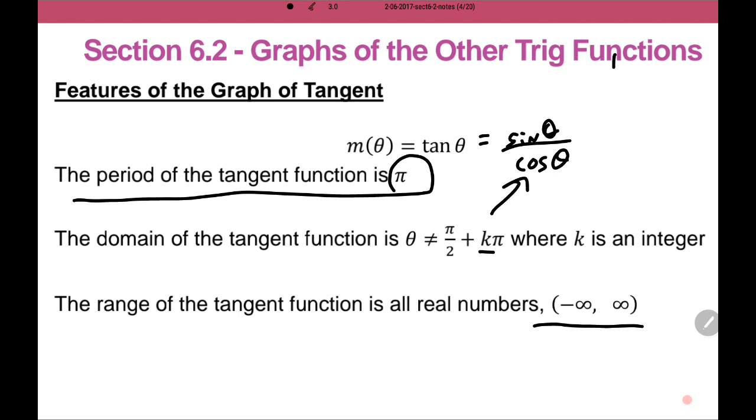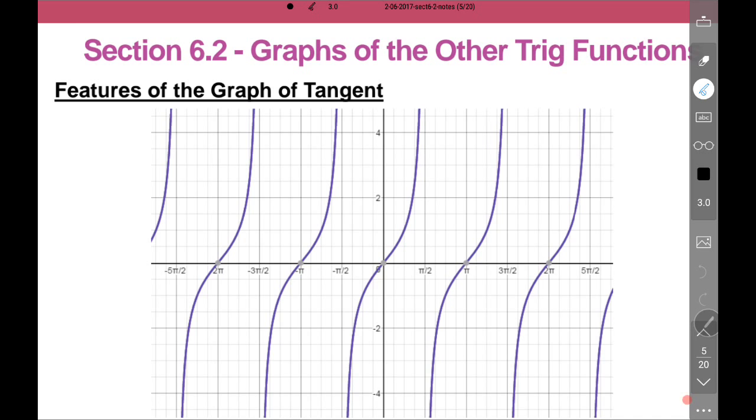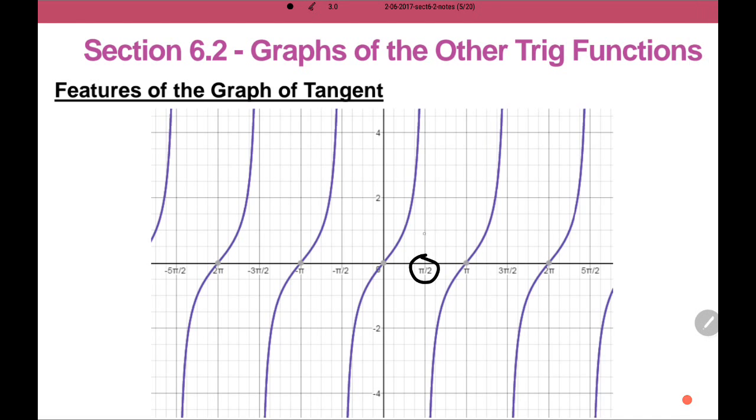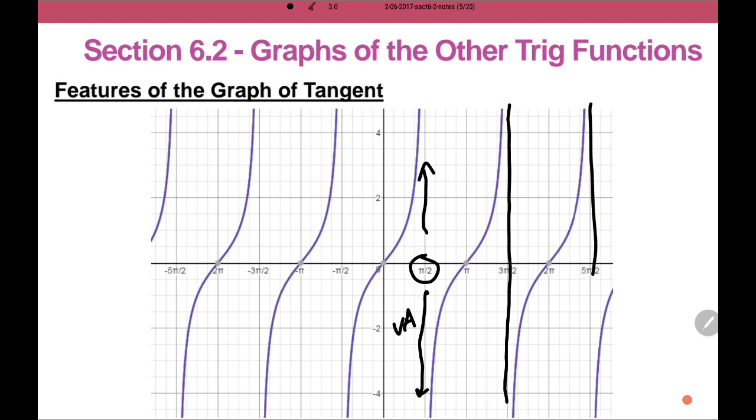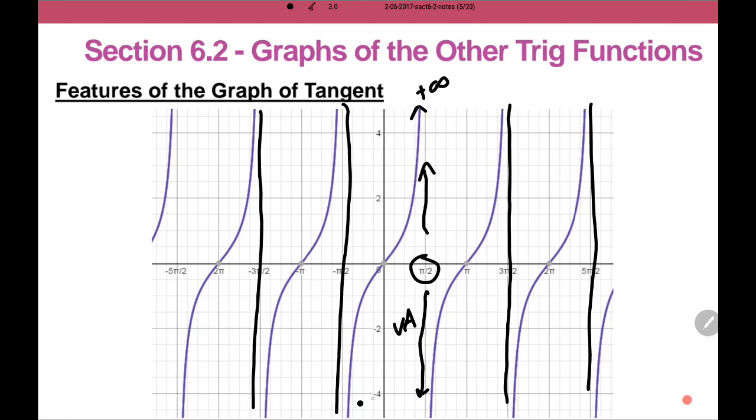So as I get closer and closer to my pi over 2 on my graph, I get closer and closer to infinity. And if we look at a graph, you'll see that. So here at pi over 2, I've got an asymptote. I've got a vertical asymptote every multiple of pi over 2 on this graph, including the negative, so that would be k being -1 on that last slide. At the top, I go to positive infinity. At the bottom of each of these, I go to negative infinity.